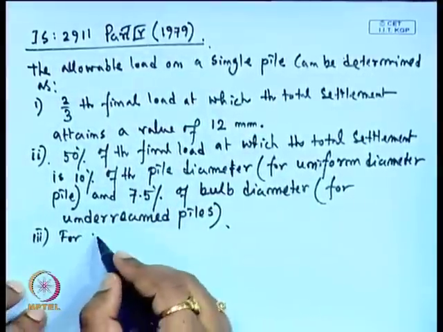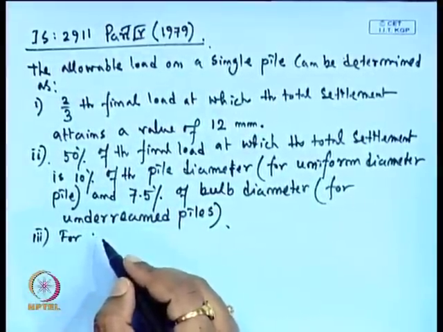Compressive. Now, we do the cyclic test if we want to know the tip resistance as well as the friction resistance of the pile separately. If we go for the static test for the single pile, that will give us the total resistance of the pile. Now, if we want to know the tip resistance and the friction resistance separately, then we have to go for the cyclic test.